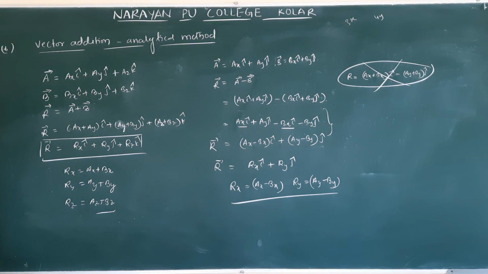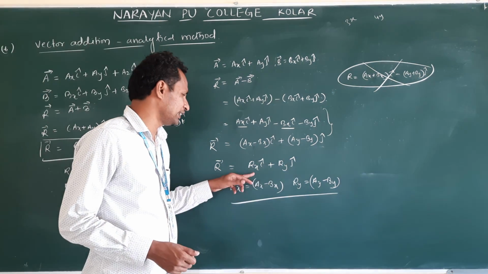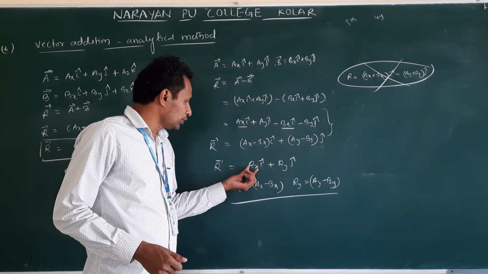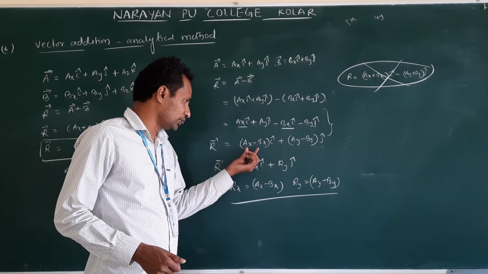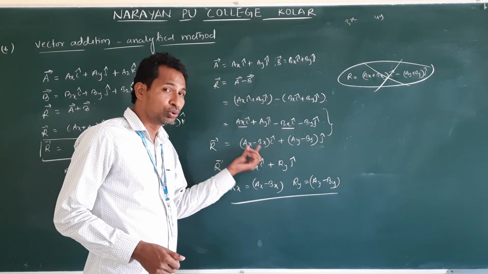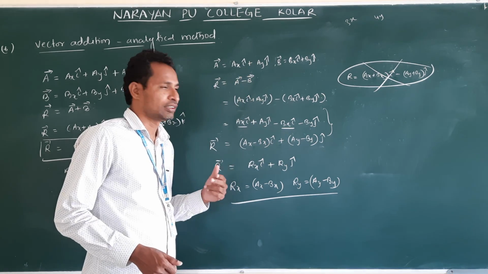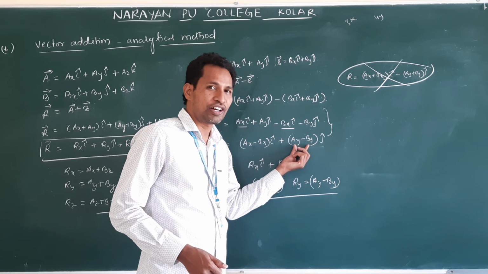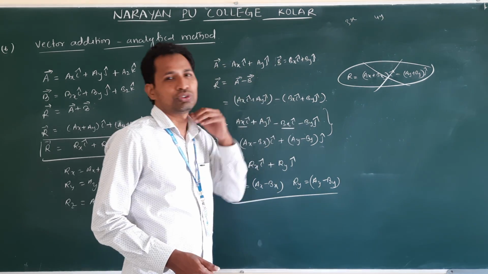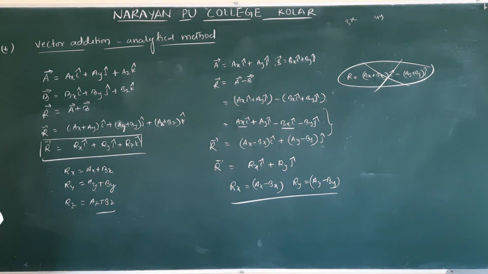Clear? So this is the difference. I hope you find the difference between addition and subtraction. Very simple. In the final vector, Rx represents what? The subtraction of the i components of the two vectors. Ry represents the subtraction of the y components of the two vectors. That's all. Understand? Take the same example and you will get the answer.